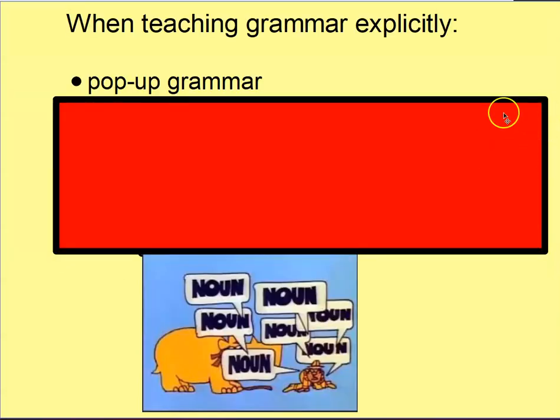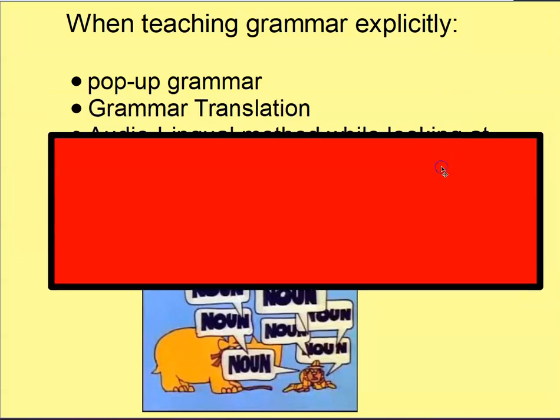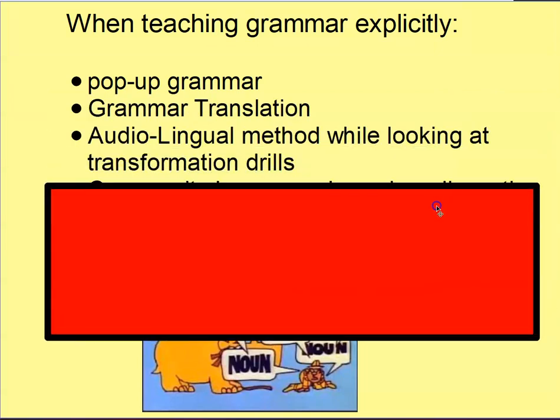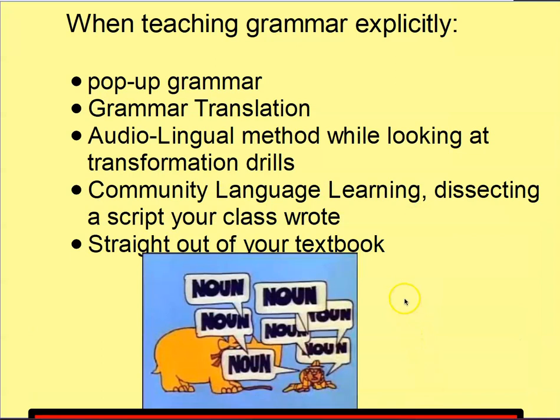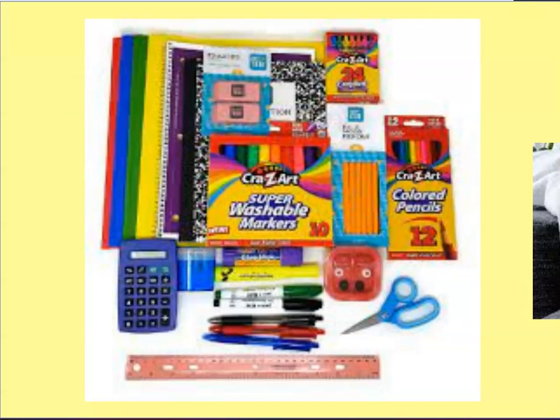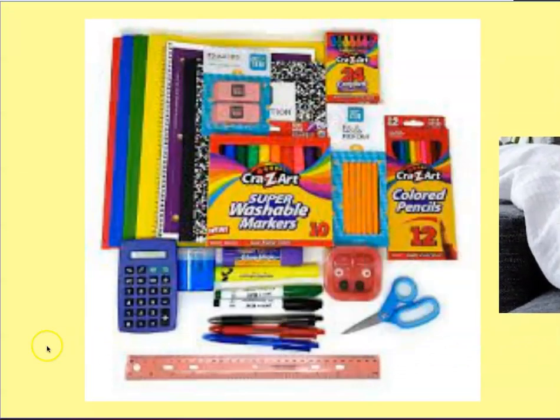When you're teaching grammar explicitly, you've got a pop-up grammar lesson, you're doing the grammar translation method, you're doing the audio-lingual method, and you're looking at transformation drills, you're doing community language learning, and you're dissecting a script your class wrote, you're working straight out of your textbook. I usually do this the second or third week of school. I've got a large bucket of school supplies, I've got calculators, I've got bizarre-looking pencil cases, colorful pens that have run out of ink, but they're too pretty to throw away. Sparkly pencils, novelty erasers, whatever. And I put a bunch down on each table along with a large piece of fabric. And I'll explain the fabric in a moment.